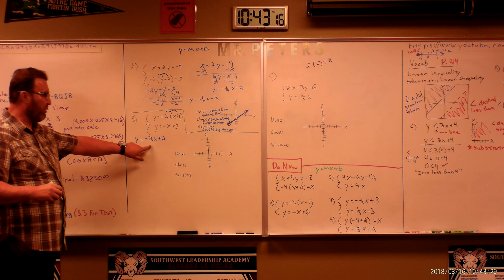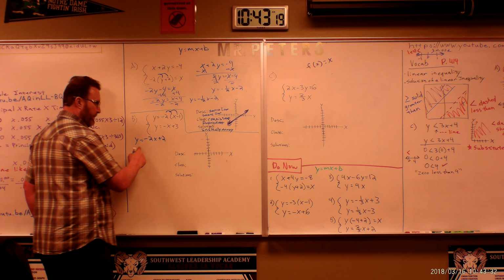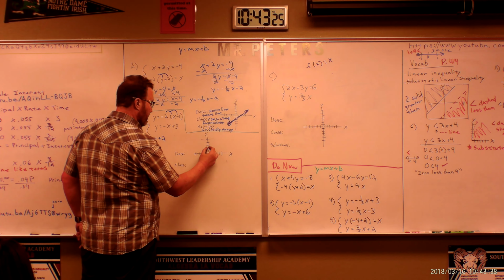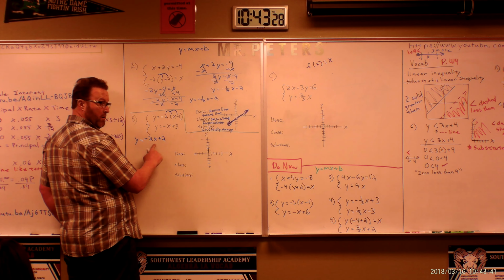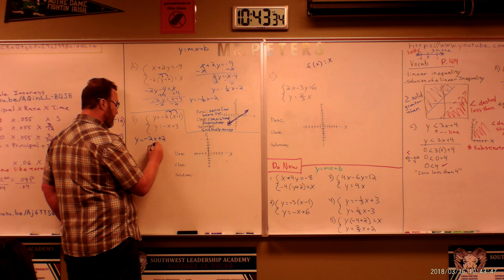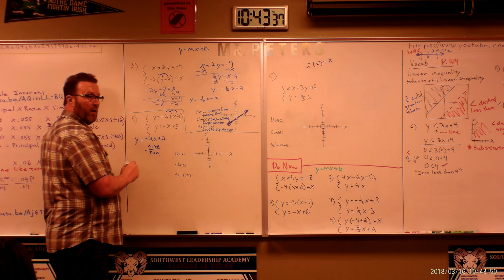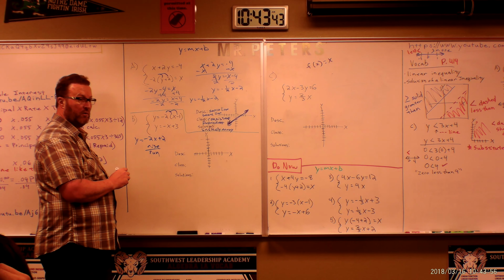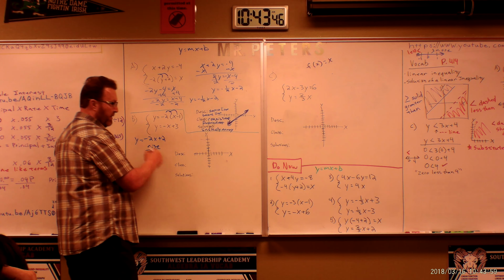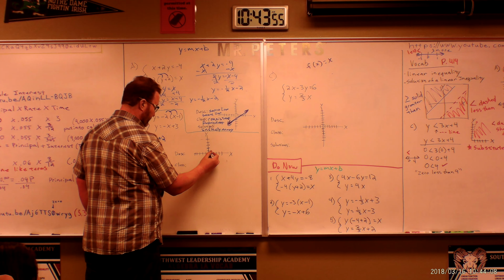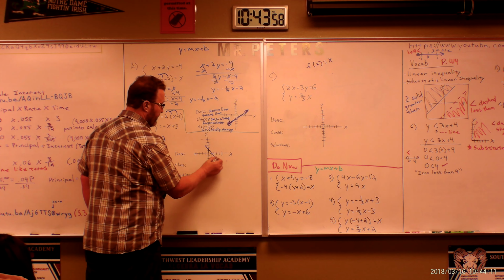Let's graph this one first. Someone graph this for me. Where do I start at? Okay, and then what do I do? I got my rise and run, right? So am I going up from the 2 or down from the 2? Down, yes, because of the negative. Are we going left or right? Right. Okay, so there's our line.